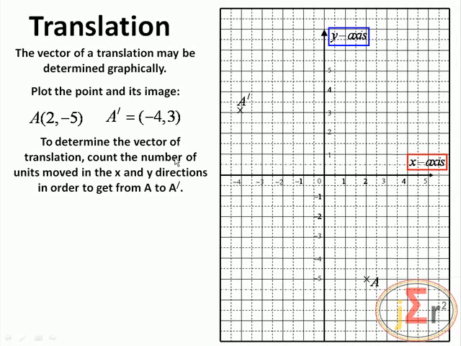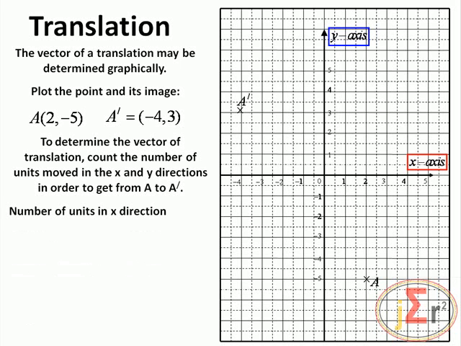To determine the vector of translation, count the number of units moved in the x and y directions in order to get from A to A prime. So remember that A is translated to A prime, so we are going to count our movement in the x direction and then in the y direction and see what we end up with.